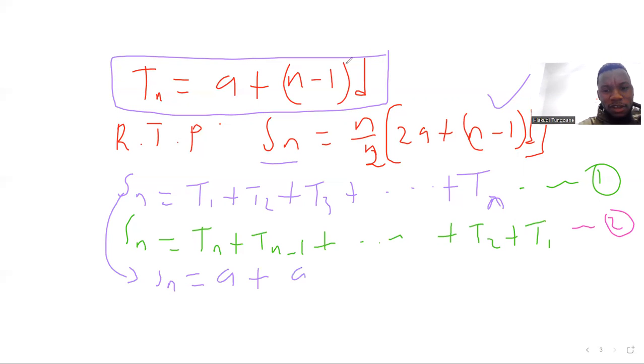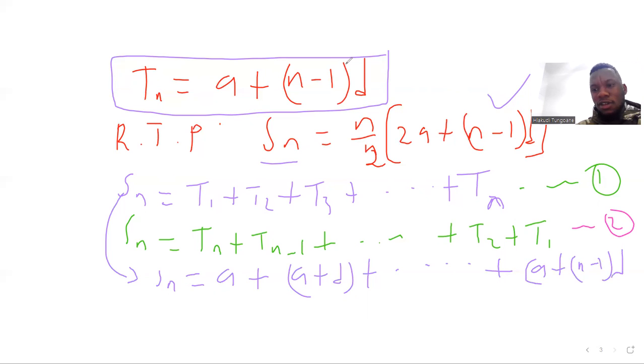The second term is substitute 2 into the formula, remember T2. That's going to be a plus d, and then all the way to the last term that you substitute, which is Tn. If you substitute n in the formula, it's just going to be Tn, which is a plus n minus 1 d.